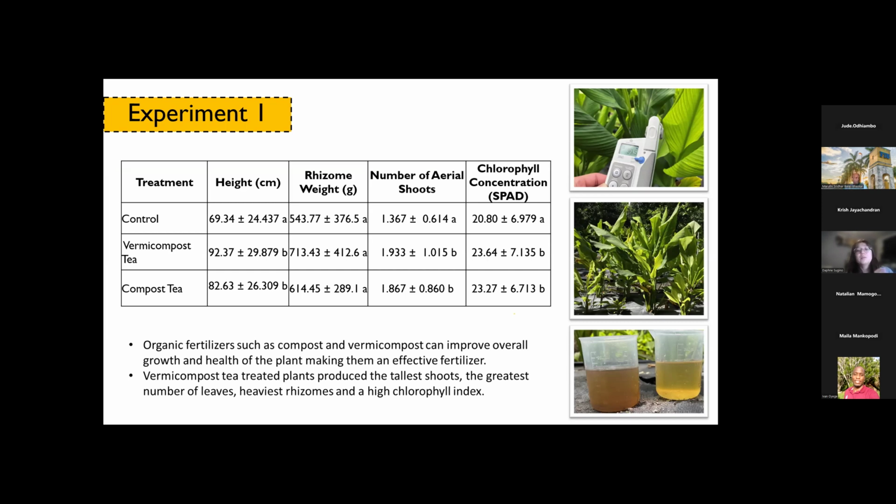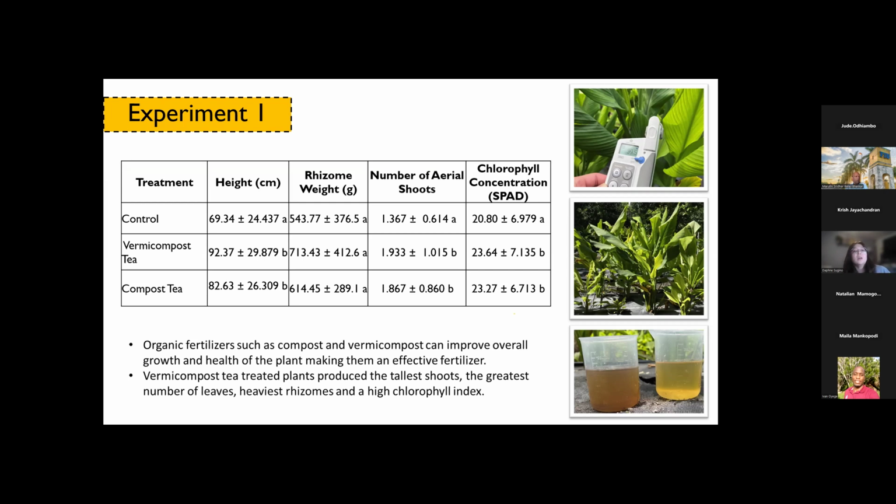We also observed that the relative chlorophyll index or chlorophyll concentration was also affected by the treatments. The control group had significantly lower chlorophyll concentration values as compared to the compost and vermicompost treatments. However, the compost and vermicompost treatments did not really produce different chlorophyll values. Actually, they were pretty much the same in the treated plants.